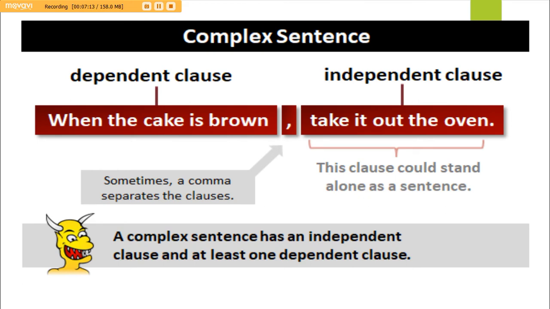Now, the first bit, "when the cake is brown," individually does not stand or provide any meaning, therefore it is known as a dependent clause. But when you add the rest of the sentence, which is the independent clause, then it makes sense and gives you the complete information and meaning. A complex sentence, therefore, has an independent clause and at least one dependent clause, meaning that they could have multiple dependent clauses as well.